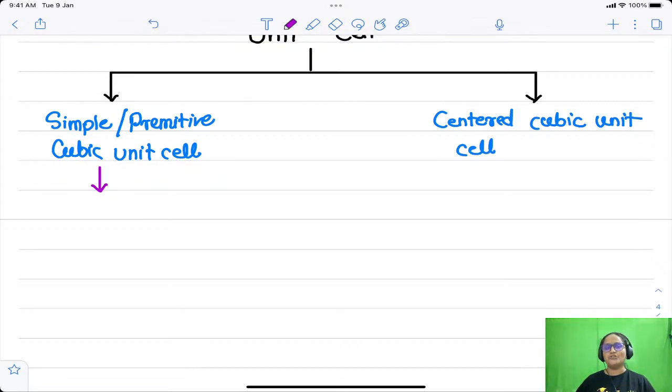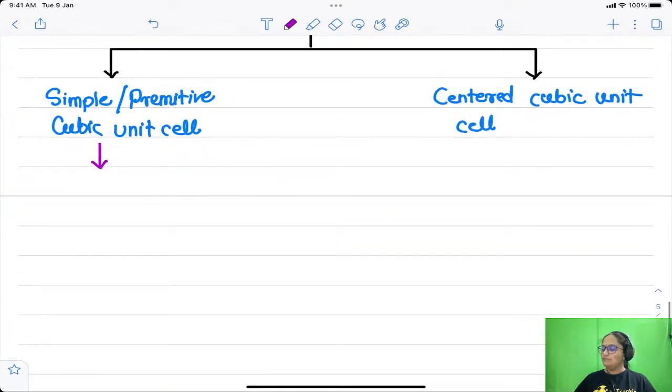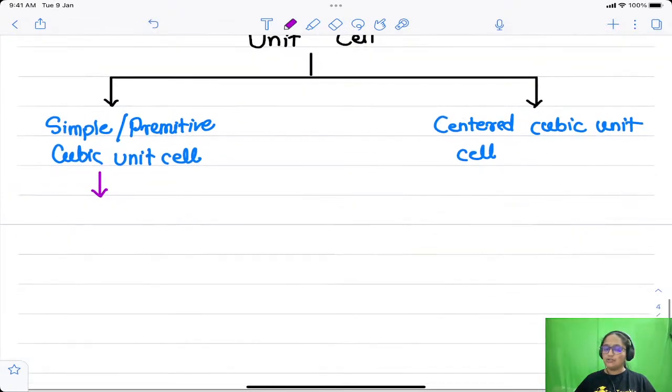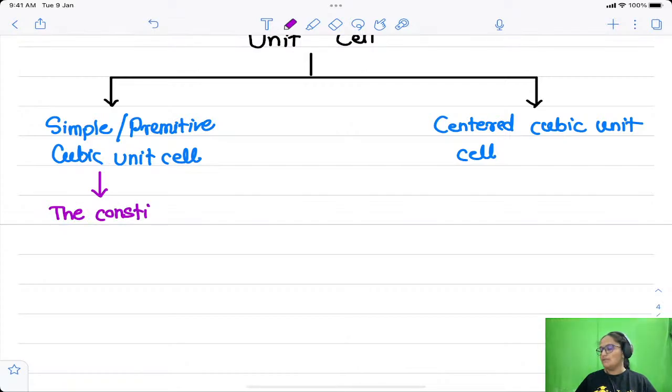Just like for sugar crystal it will be atoms or molecules. For sodium chloride, the salt, it is ions, right? So it depends on the nature of that substance. Therefore, instead of writing atom, ion or molecules, I'll write constituent particle. So in a simple or primitive cubic unit cell, the constituent particles are also called spheres, or atoms. These are all the words used to express this.